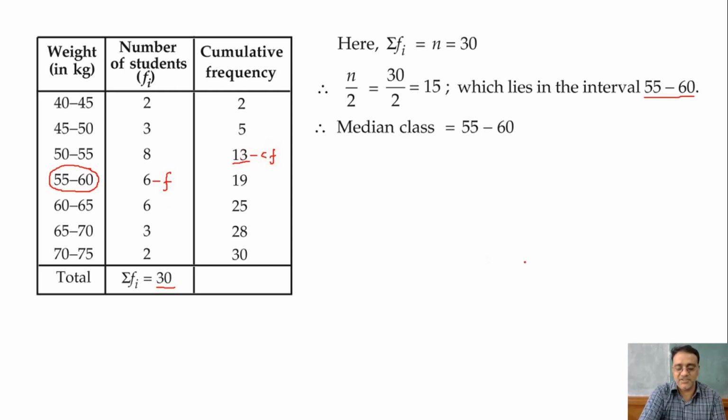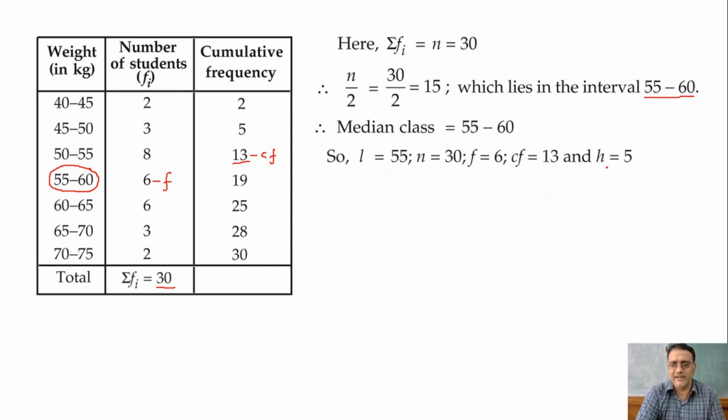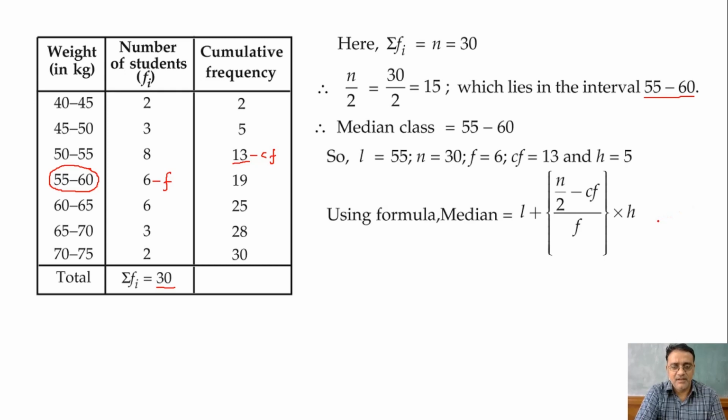What is the value of H? 5. What is the value of L? 55. Right. We will write all the values. After that we have to write the formula. So L plus N by 2 minus CF upon F into H. Now substitute the value of n by 2, already we got 15. So 15 minus 13 upon 6 into 5.